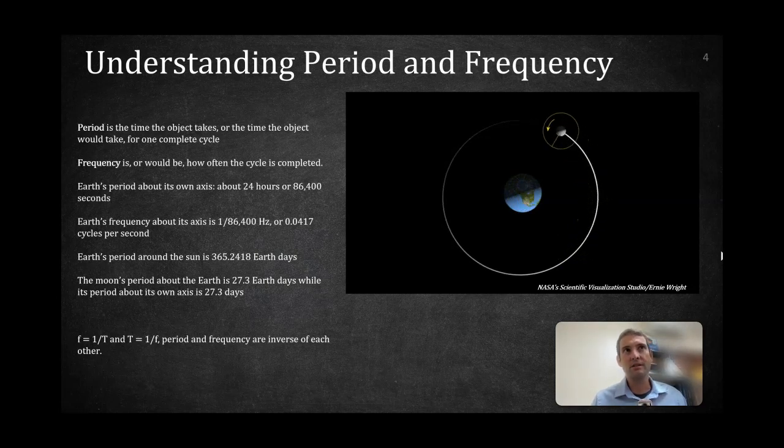Period is the time it takes for an object to potentially complete one cycle. Frequency is how often the cycle is completed. Earth's period about its own axis is 24 hours or 86,400 seconds. Earth's frequency about its axis is 1 over that, or 0.04 cycles per second, or 0.04 hertz. Earth's period around the sun is 365.2418 days. The moon's period about the Earth is 27.3 Earth days, while its period about its own axis is the same. That's why the moon appears to be facing Earth in the same way every time you look at it. Frequency is 1 over the period, and period is 1 over the frequency. Period and frequency are inverses of each other.